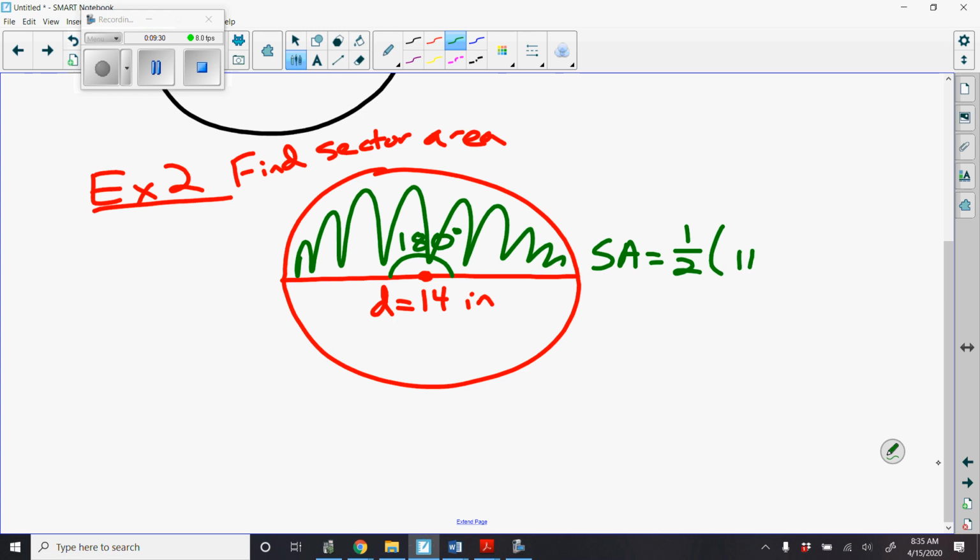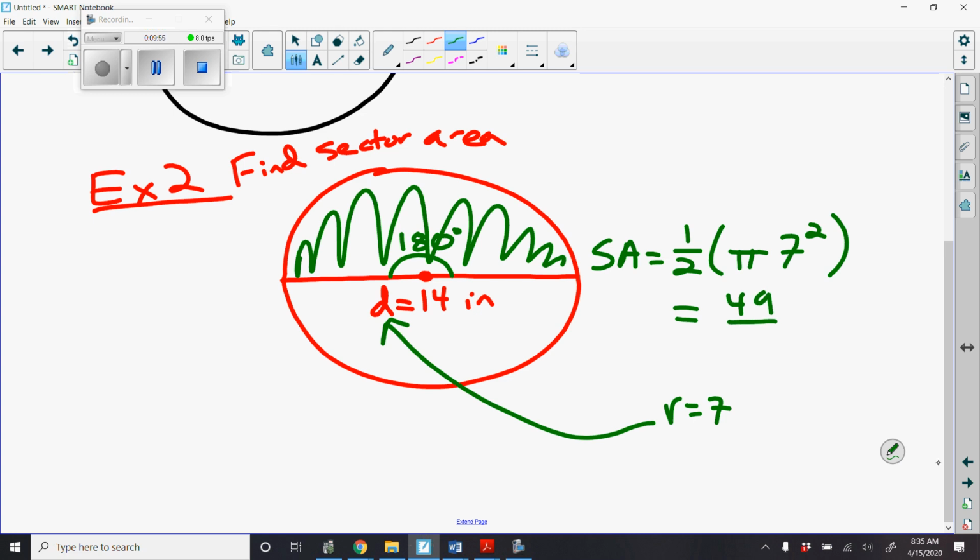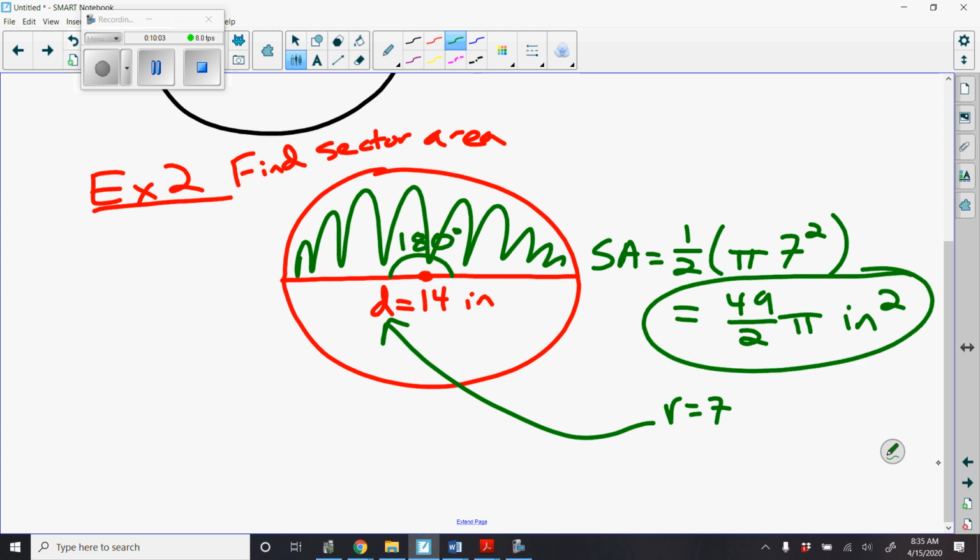Again, I have to do pi r squared. Here's where you need to be careful. I never gave you the radius. I gave you the diameter is 14. Right away in your head, you got to know, oh, that means radius equals 7. Okay. And doing this one, I know 7 squared is 49. Half of 49, it doesn't divide nicely, so I'll leave it as 49 over 2 pi inches squared as my final answer. Okay.